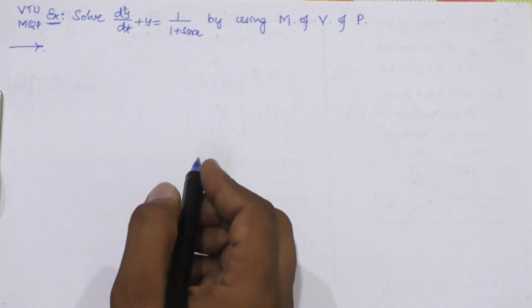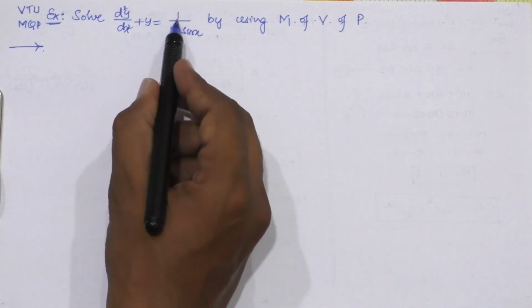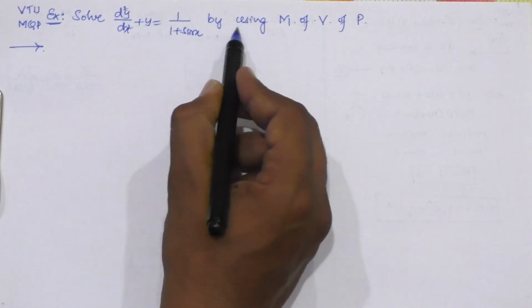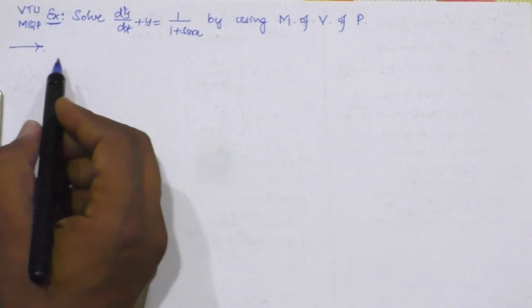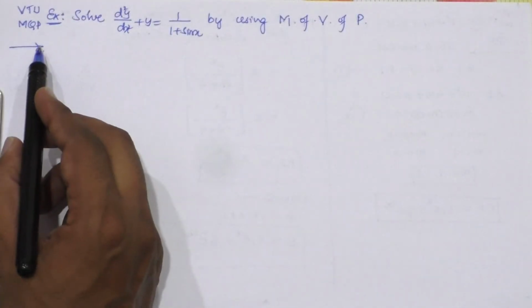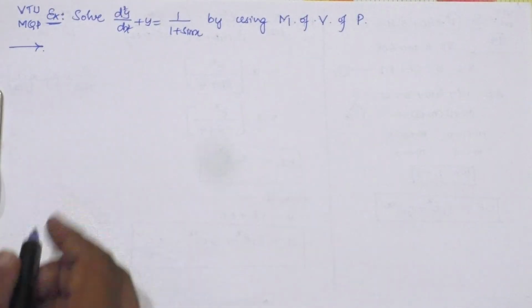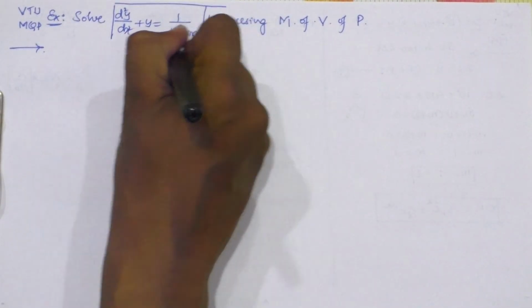Let us solve another problem. Solve d²y/dx² + y = 1/(1 + sin x) by the method of variation of parameters. This has been given in the VTU model question paper for 7 marks. So here we have d²y/dx².